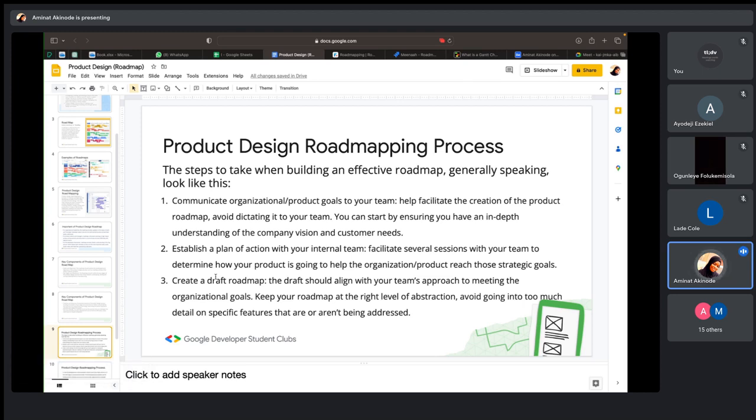Then establish a plan of action with your internal team. I mean, the team you're trying to work with. Establish a plan concerning what you want to do and what you need to determine. Then create a draft roadmap, meaning that you should align your goal and your project ideas with whatever research you've done in order to avoid going into too much detail in the process of your designing.